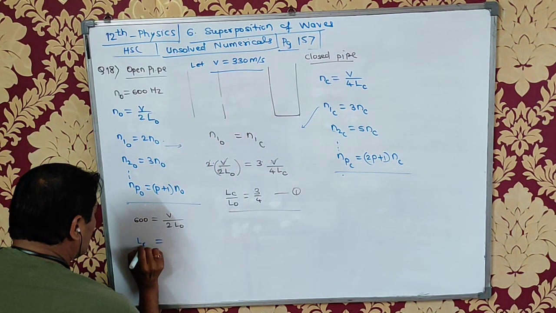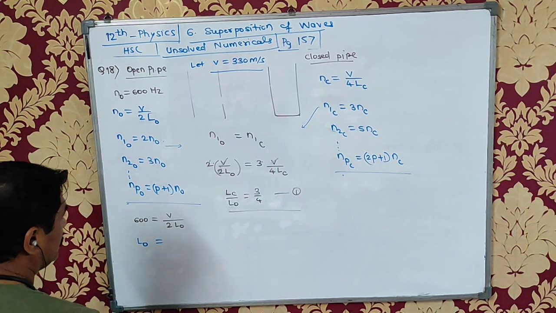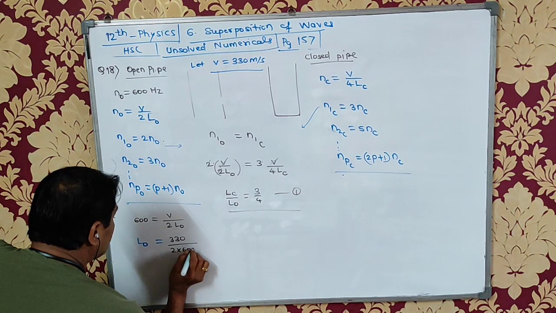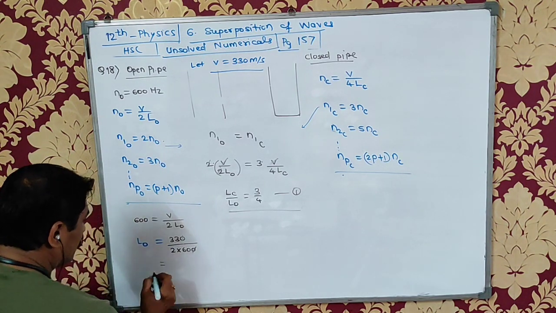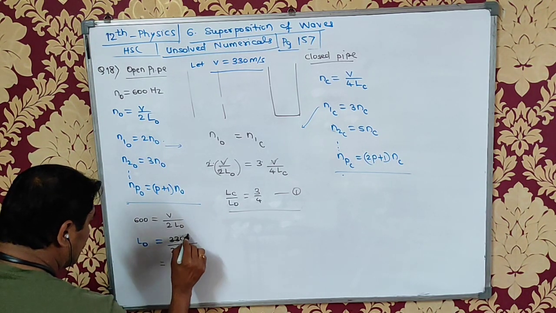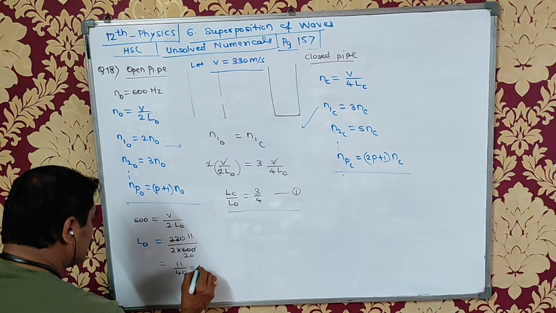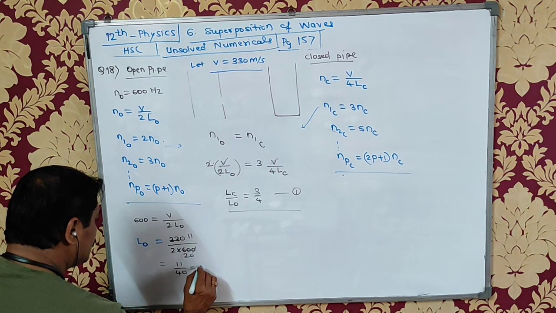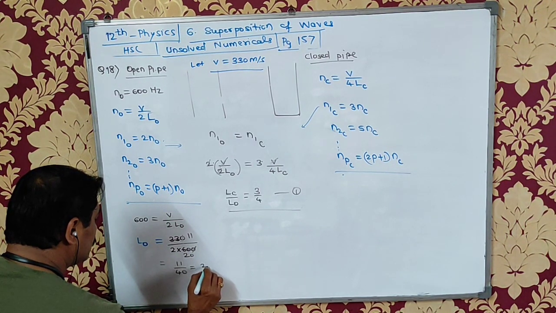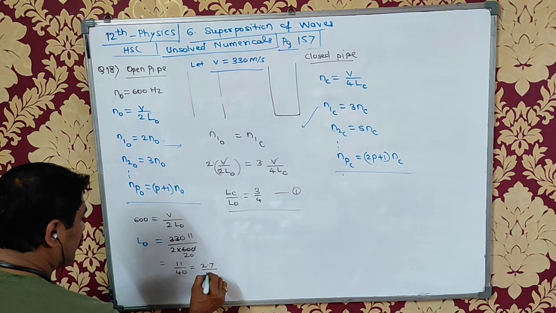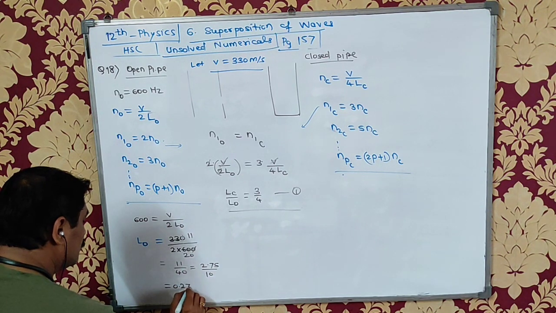तो यहाँ से मुझे LO मिल जाएगा. ओपन पाइप का लेंथ मिल जाएगा. This will be 330 upon 2 into 600. ये क्या है? So this will become what? 3 11s are 33, 3 2s are 6. So it is 11 upon 40. That is 4 3s are 12, 4 2s are 8. So this is 0.275 meter is the length of the open pipe.